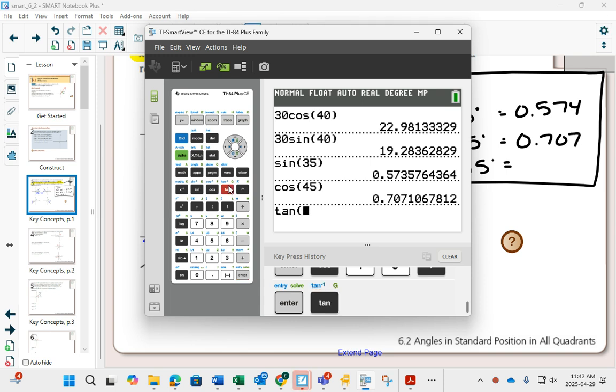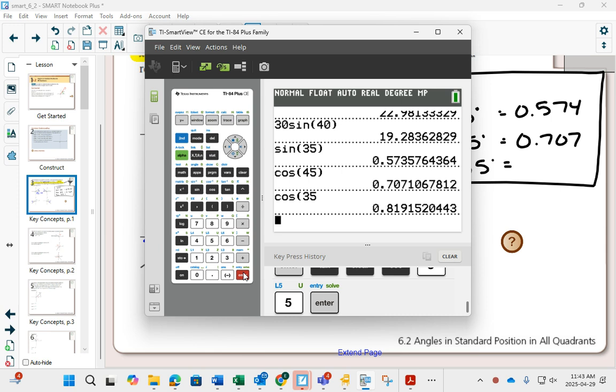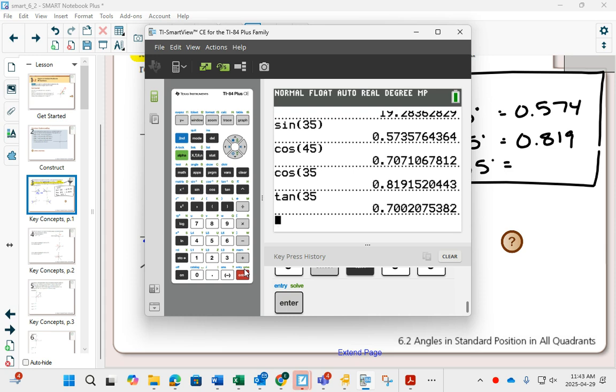And tan of 45. Whoa, I screwed up. It should be 35. I was like, where did that come from? So let's do that again. Cos of 35 should have been 0.819. And then tan of 35: 0.700. Oh, that's pretty. Three decimal places, and they're all zeros. Okay.